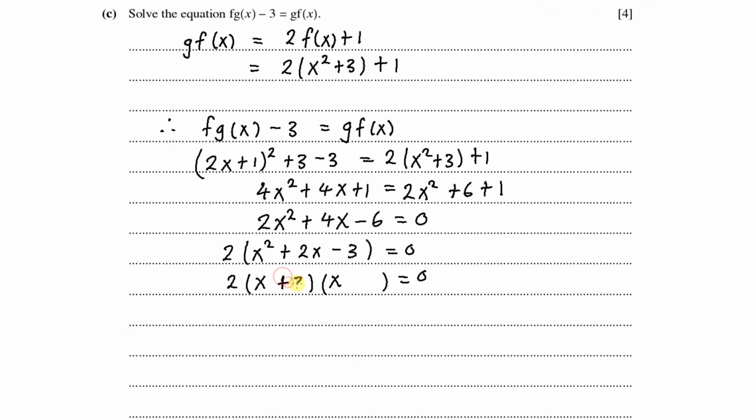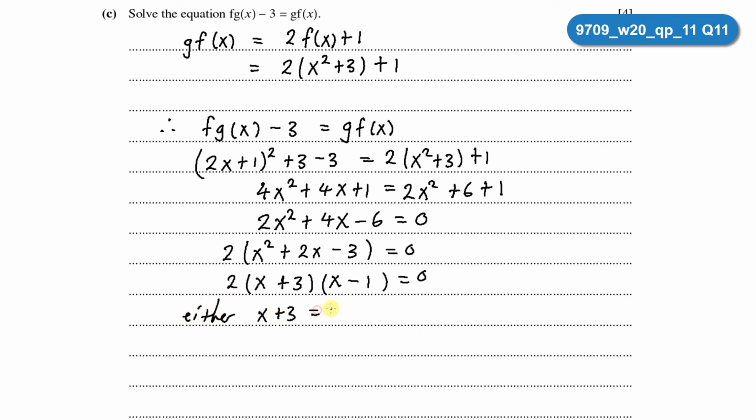We have plus 3 and minus 1, which therefore means either x plus 3 is going to be equal to 0, or x minus 1 is equal to 0. Here we'll get x coming out as minus 3, and here we'll get x coming out as 1. But since our functions are defined for values of x that are greater than minus a half, we can therefore take x to be equal to 1. So the solution to this equation is x is equal to 1.